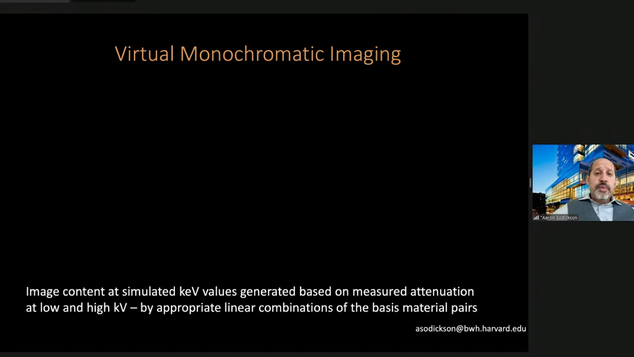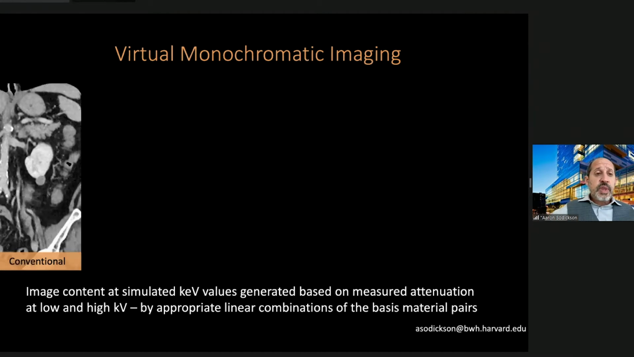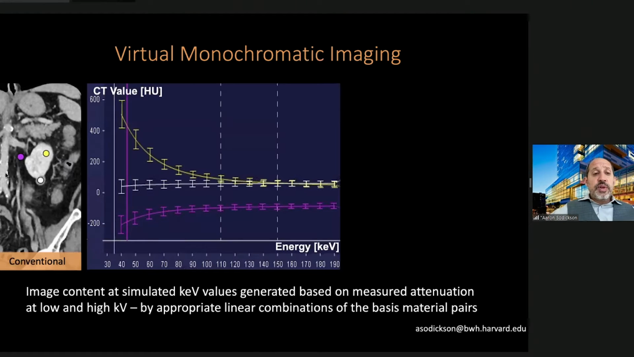Virtual monochromatic imaging is an extension of this concept where image content at simulated keV values can be generated based on the measured attenuation at low and high kV by appropriate linear combination of those basis material pairs. So if I take this coronal image through this kidney with this lesion hanging off the lower pole, I can plot regions of interest here as a function of simulated keV level.